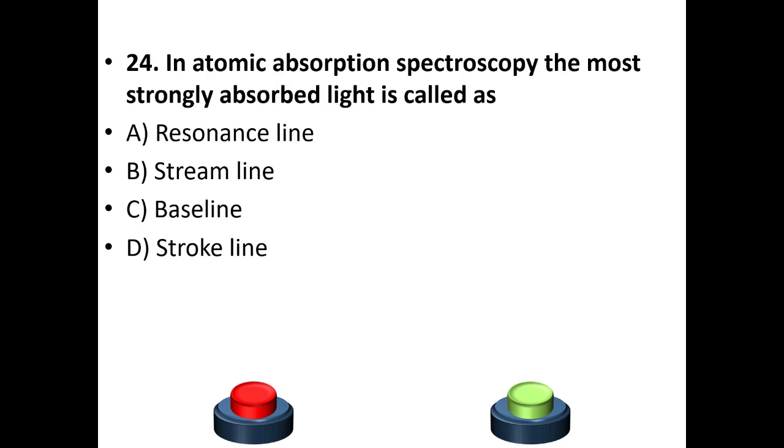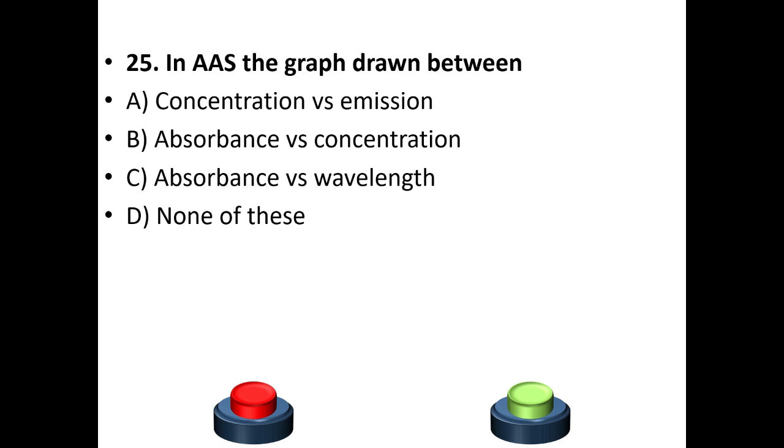24. In atomic absorption spectroscopy, the most strongly absorbed light is called as resonance line, streamline, baseline, stroke line. The answer here is option A, resonance line. Next question, 25. This is the last question of this session. In AAS, the graph drawn between concentration versus emission, absorbance versus concentration, absorbance versus wavelength, D, none of these. Your answer is option B, absorbance versus concentration.